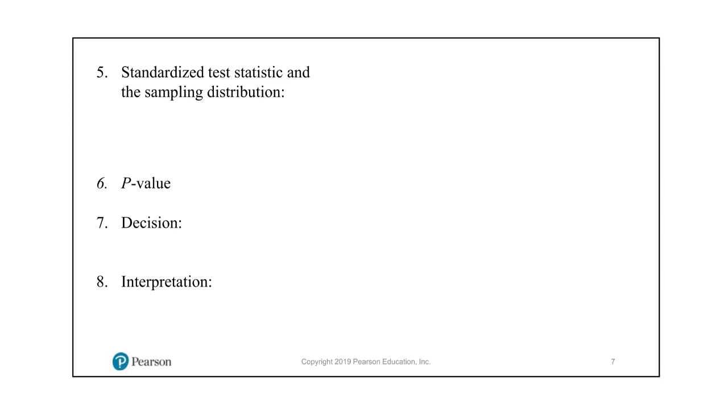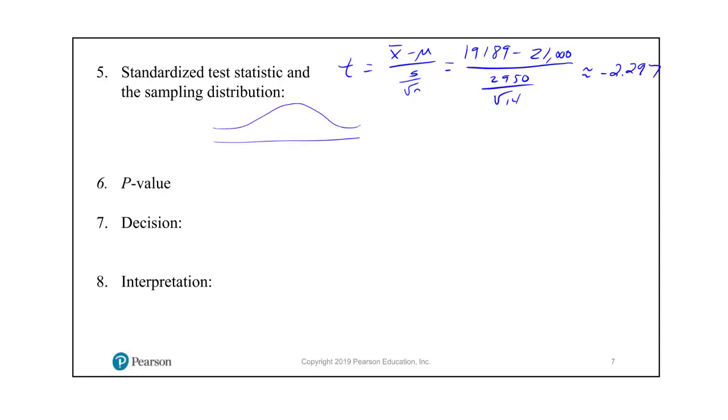Okay, so now we're ready to calculate t. Again, t is x bar minus mu over s over radical n. So that would be 19,189 minus 21,000 over 2950 over square root of 14, which is about negative 2.297. And like we said before, that would be over here, and we're talking left tail.